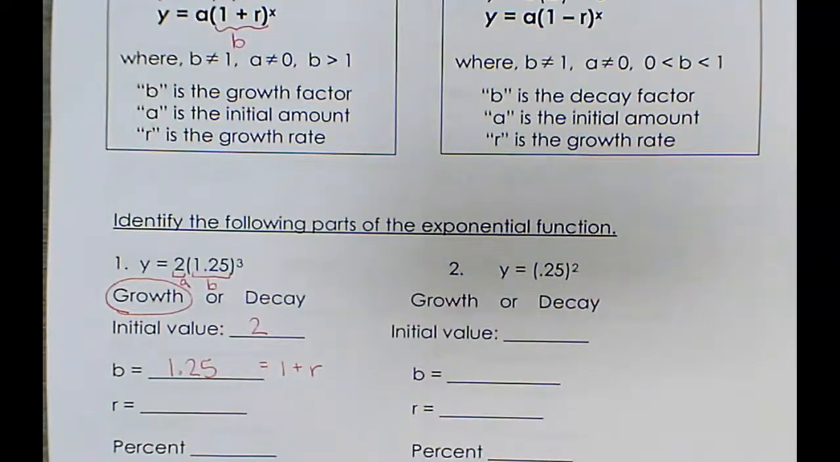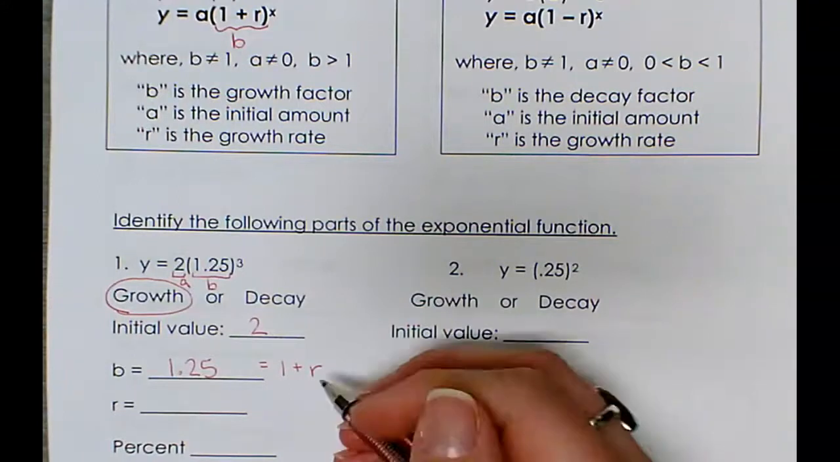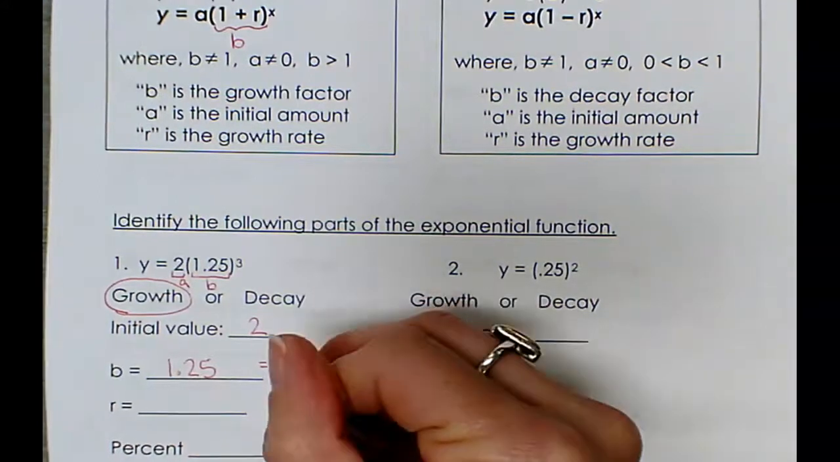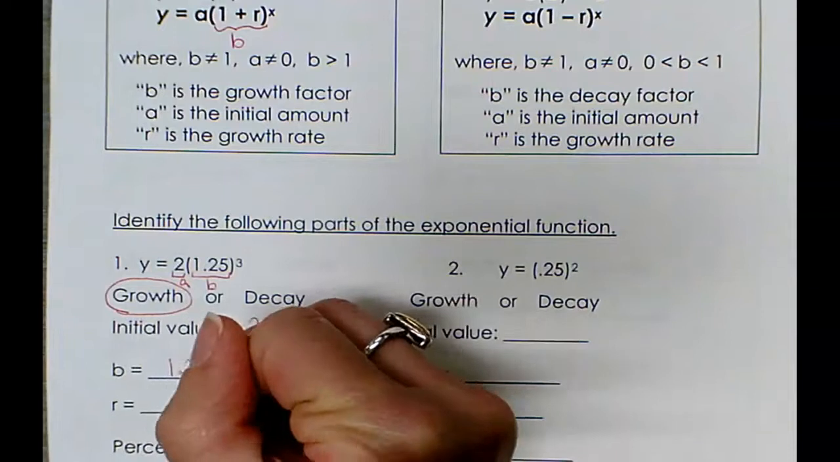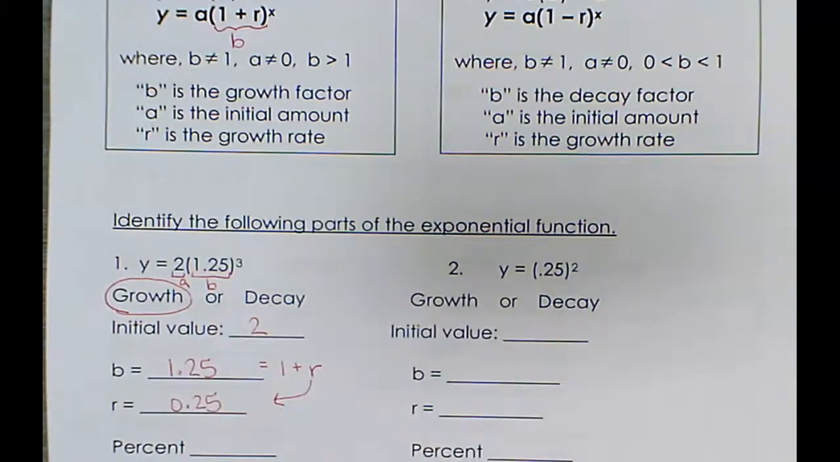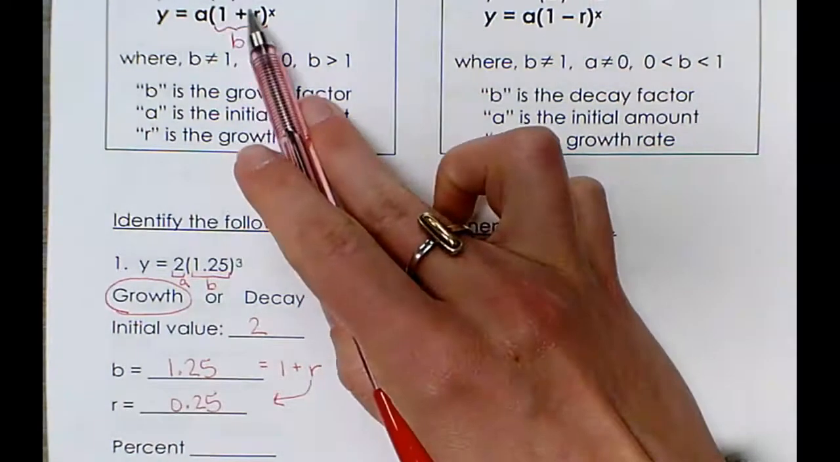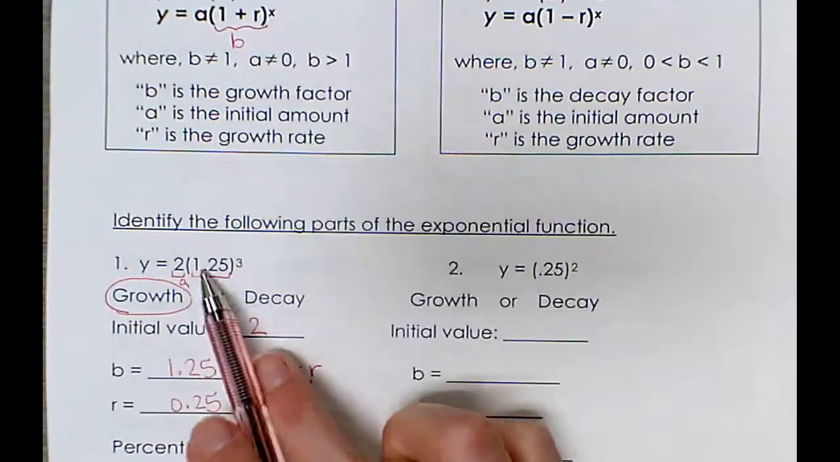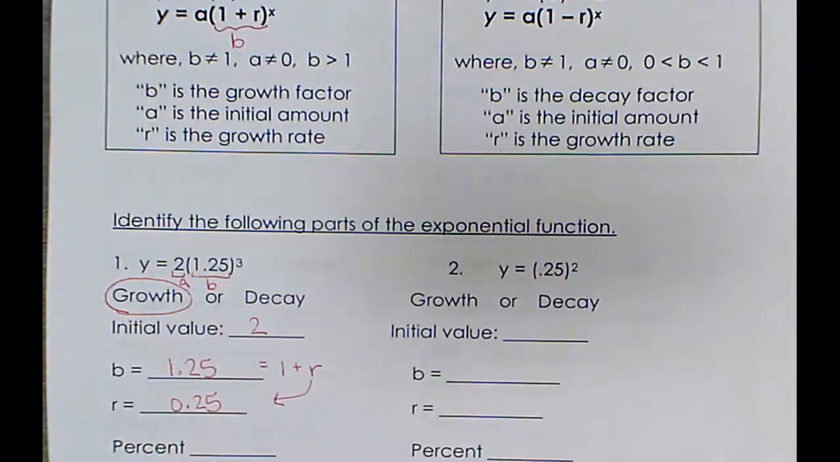Well, you can solve this little mini equation, or you can recognize that the r value must be that extra 0.25, because 1 plus 0.25 is the 1.25 that you see.